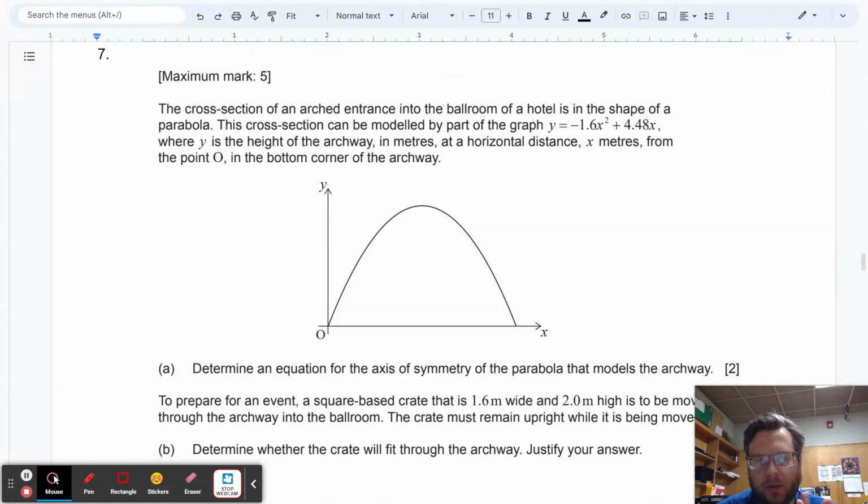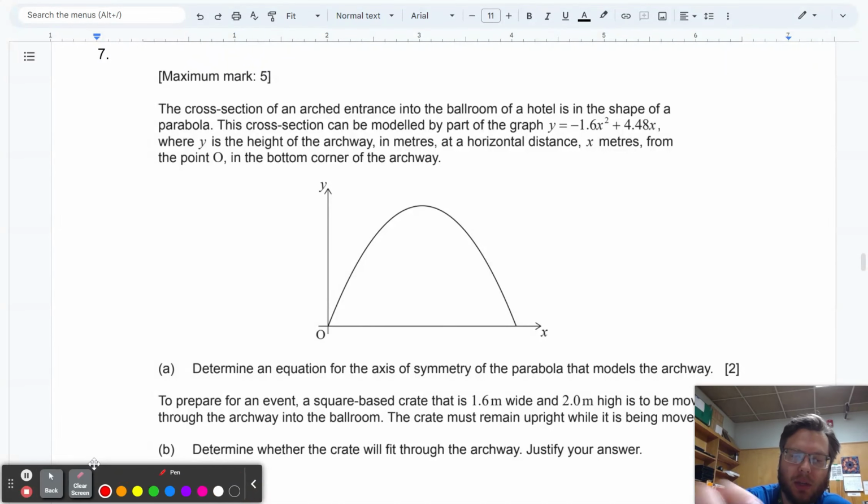All right, so here in this problem, we have an arch, and we're actually given the equation of the arch right there. This equation describes the arch, and we're measuring everything in meters. The first question we're asked is to determine the axis of symmetry.